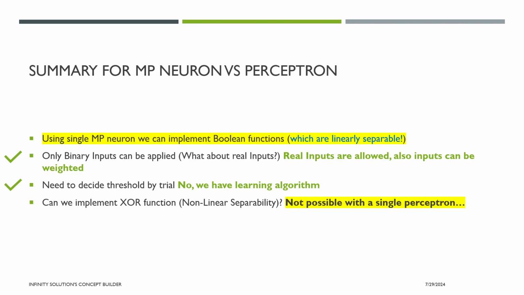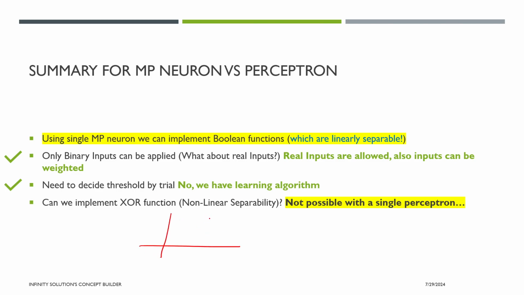Now let's come back to the first point, that using a single MP neuron we can implement only Boolean functions which are linearly separable. But what about non-linear? That's what the last point says: what about non-linear separability? Is it possible using perceptron? Using MP neuron, it's not possible for sure. But what about perceptron? Is it possible to implement XOR? Because we know that XOR is not linearly separable.